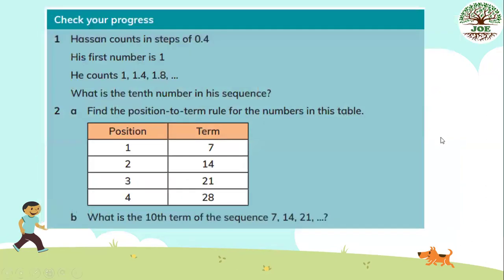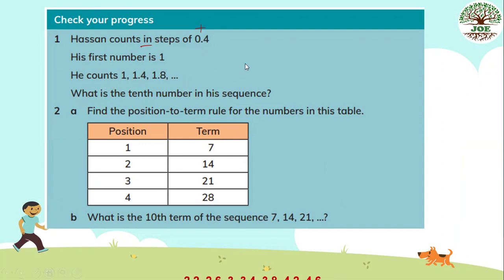Okay, this is Check Your Progress. Number 1. Tyson counts in steps of 0.4, which means plus 0.4, increasing by 0.4 each time. His first number is 1. He counts 1, 1.4, 1.8, and so on. What is the 10th number in his sequence? So we have to continue by adding 0.4 each time, up to 10 numbers.